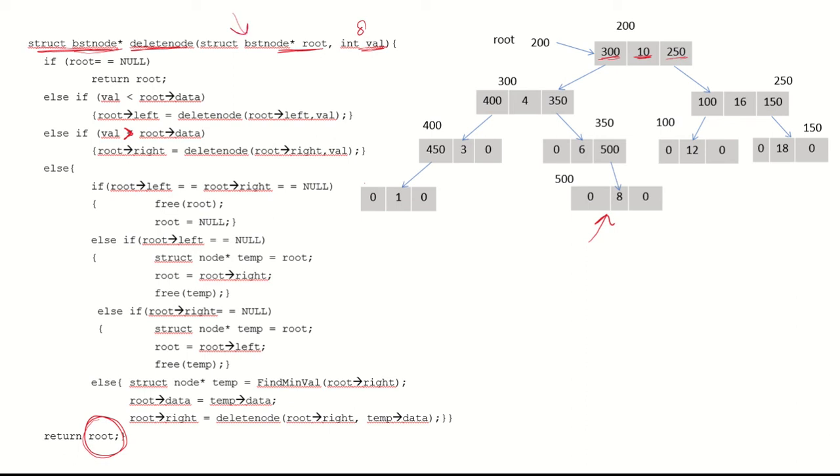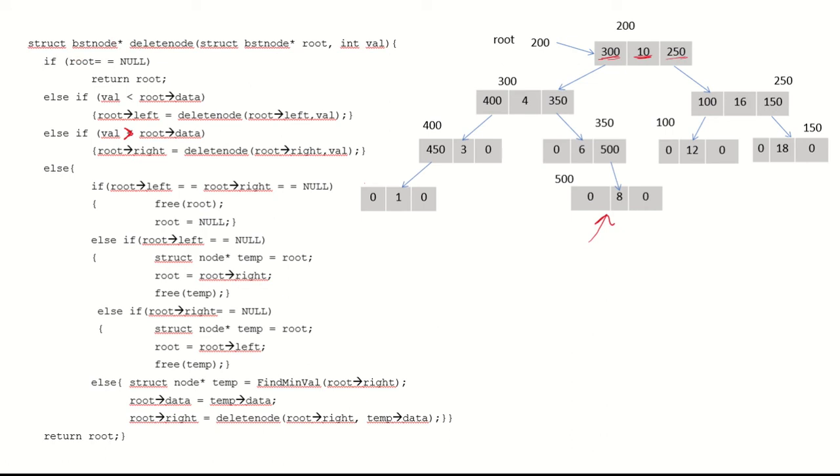We can either use a pointer to a pointer as an input parameter, and then we don't need to return anything, but to make things easier, we are returning the root value back to the calling function, and that is why we have a struct BST node pointer as the output type.